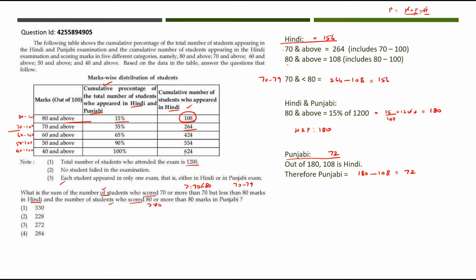Now the question is, what is the sum of these two counts? So we have to find the sum of Hindi passing students whose scores are between 70 to 79 and the Punjabi passed students whose score is 80 and above. So the sum is equal to Hindi value 156 plus Punjabi value 72. Overall we will get a value of 228. This is available in option number 2. Option 2 will be the right answer.